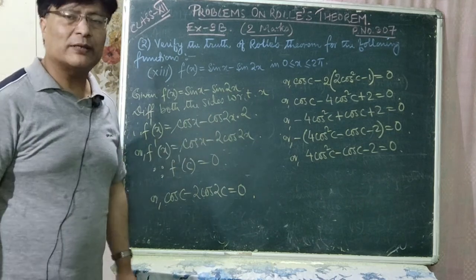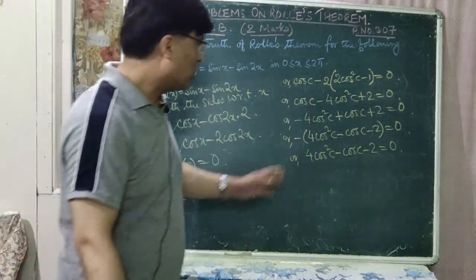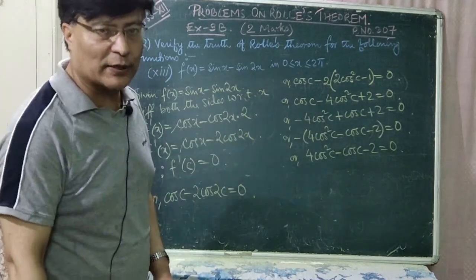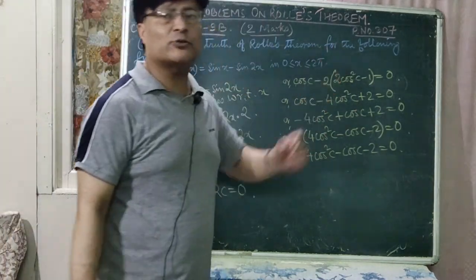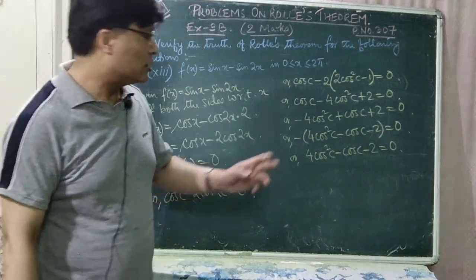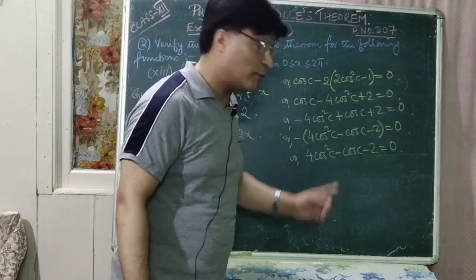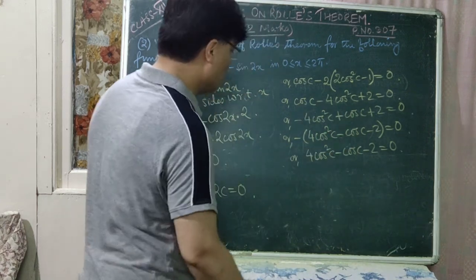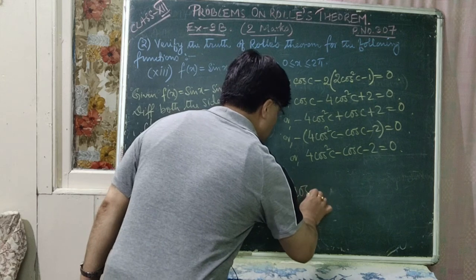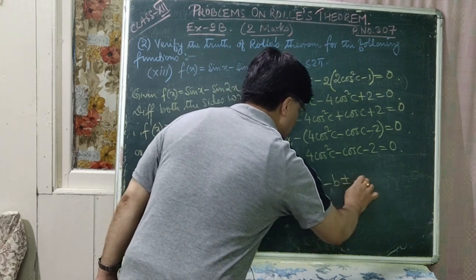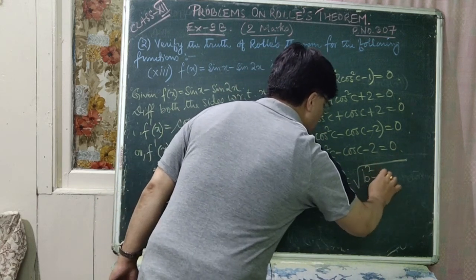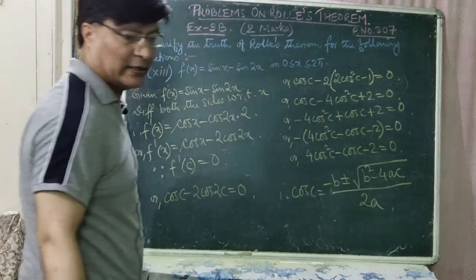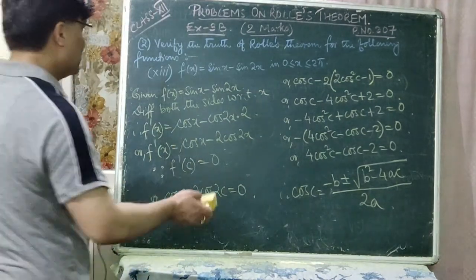So now you have to get the value for cos c, but since you cannot factorize it, you can use the quadratic formula. You can compare it with ax square plus bx plus c is equal to 0. So instead of x, there is cos c. What is a here? 4. What is b? Minus 1. What is c? Minus 2. So therefore cos c is equal to minus b plus minus root over b square minus 4ac whole divided by 2a. So this is the quadratic formula.